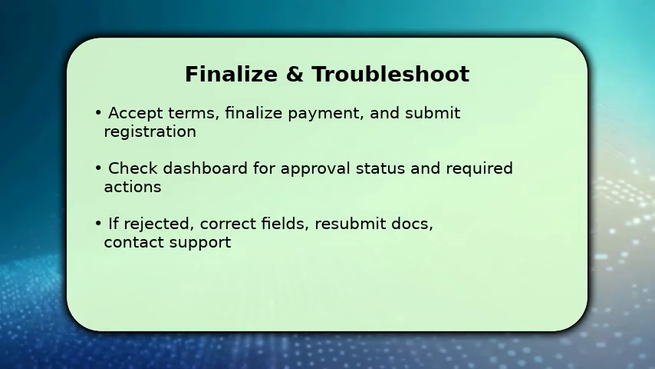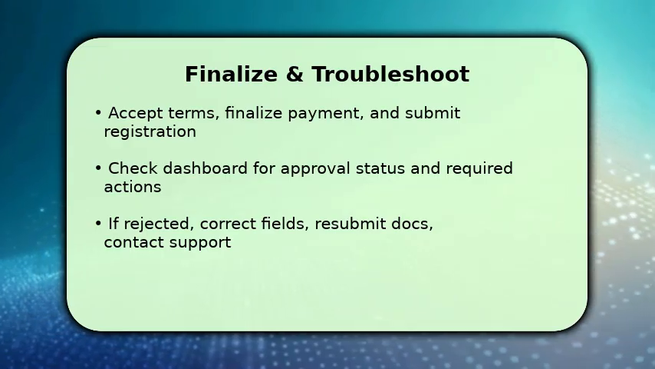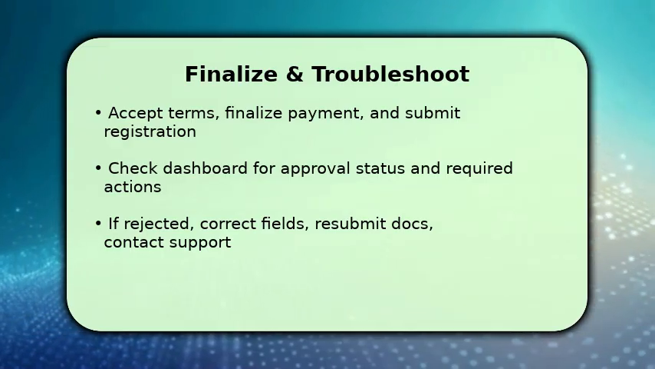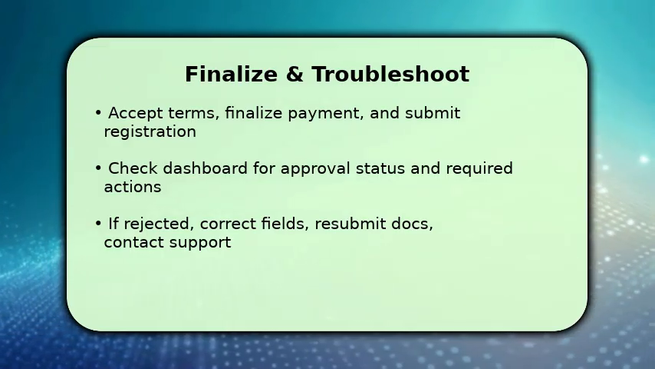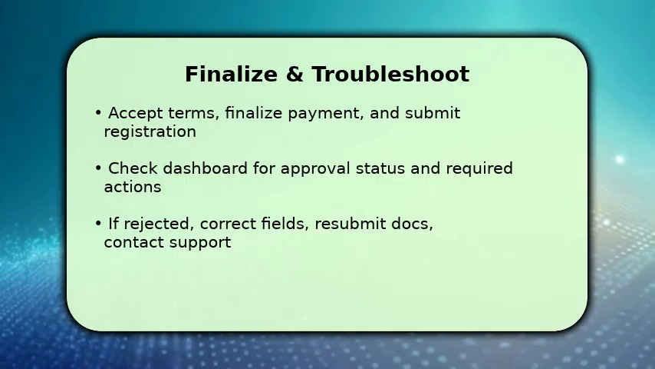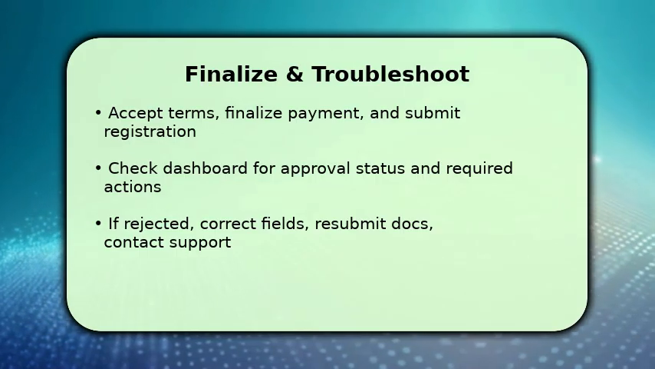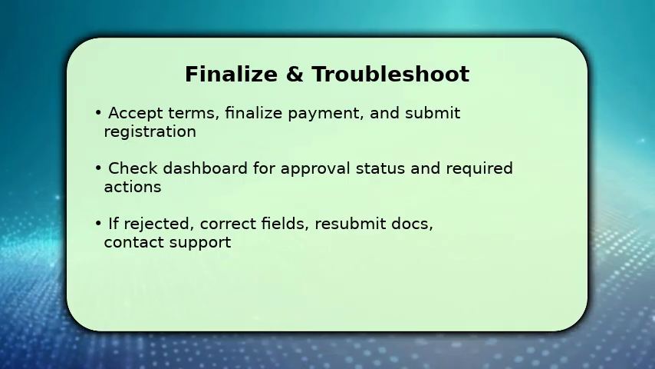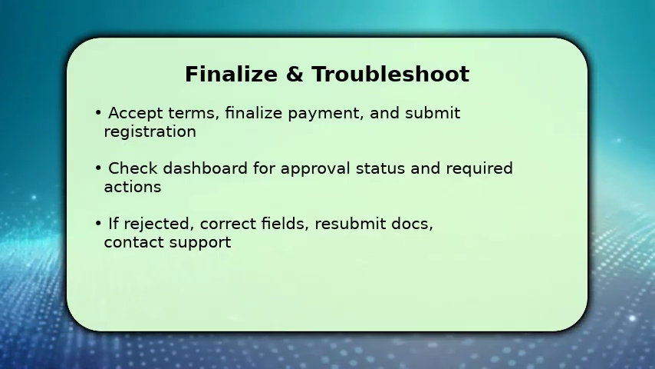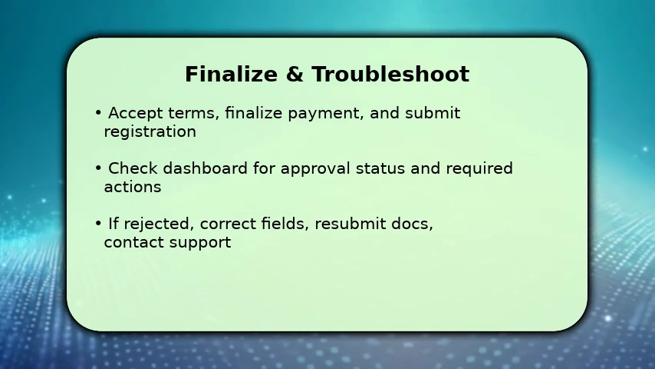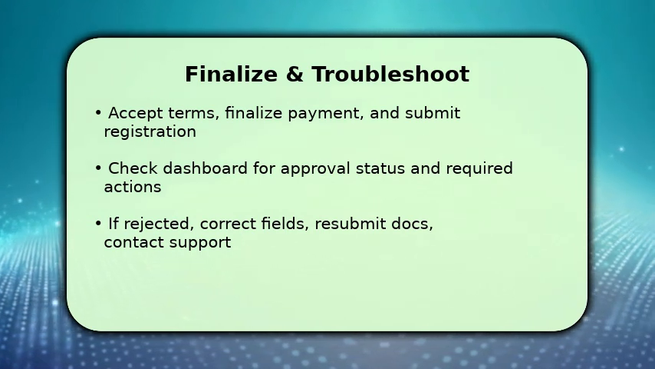When approved, configure account settings, set up app publishing details, and enable two-factor authentication for security. If something goes wrong, confirm that names, addresses, and documents match exactly. If rejections persist, resubmit corrected documents and contact Microsoft support with your transaction ID for expedited help.